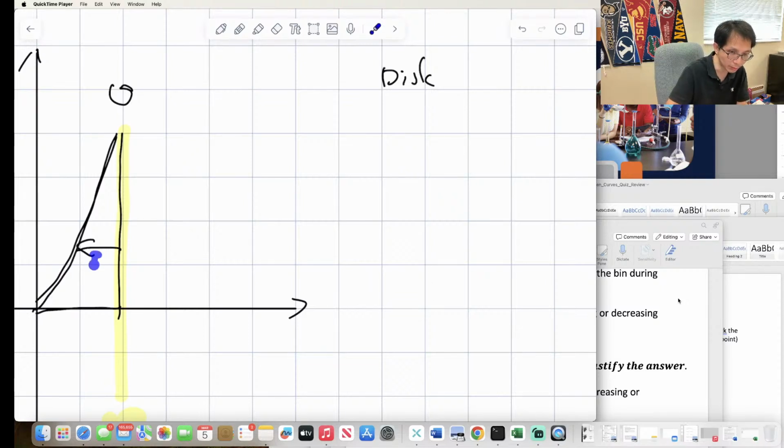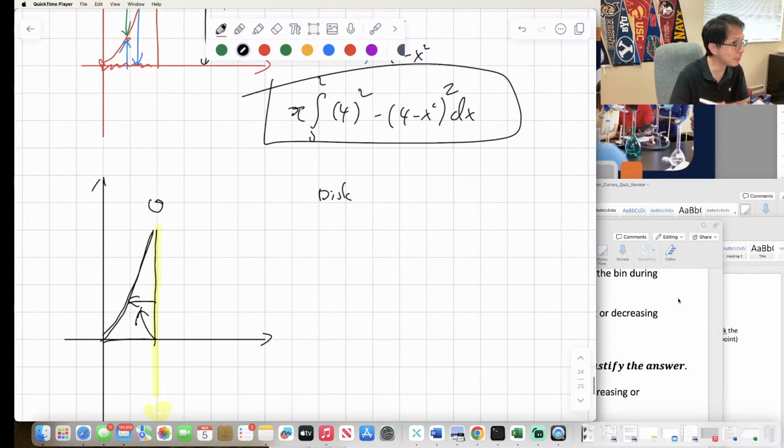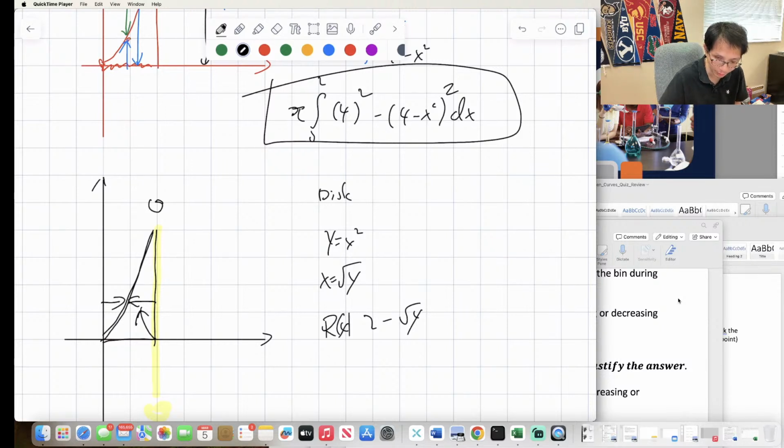What will be here though? What is here? Two minus square root of y. Thank you. Why is this? Because I said number 7. Number 7 is a function. In this case, y equals x squared, so x equals the square root of y. That is going to be from here to here. It's not the axis of rotation to there. So it's 2 minus square root of y. That is your big R. So this is a big R of y.